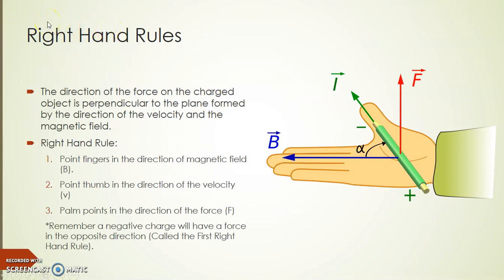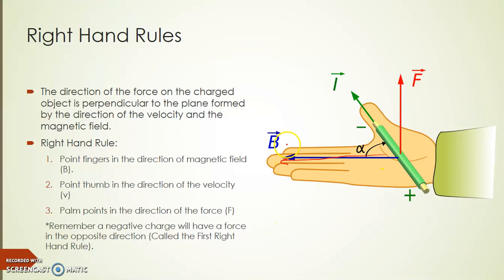You have to remember about the right-hand rules. This is trying to find the direction of the force. The force on the charged object is perpendicular to the plane formed by the direction of the velocity and the magnetic field. The right-hand rule: first, you're going to point your fingers in the direction of the magnetic field. So this is what we have here.